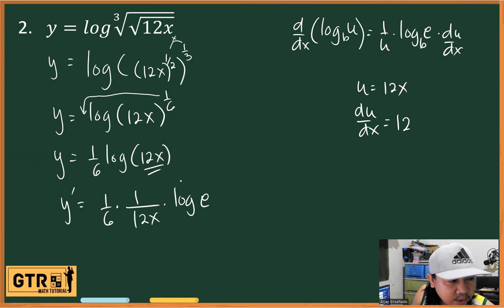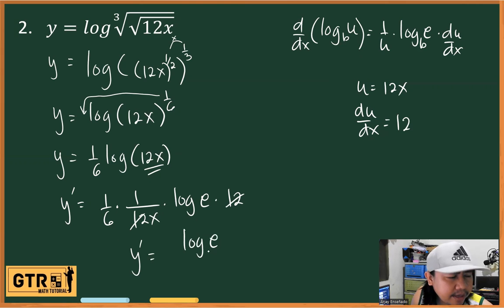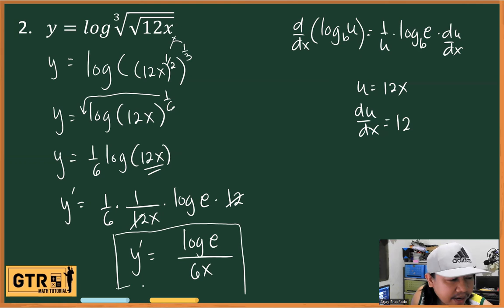The base is 10, so no need to write 10. Times the derivative of u with respect to x, which is 12. So just simplify. We can cancel 12 and 12. Therefore, the final answer: y prime is equal to logarithm of e, base 10, all over 6x. Okay, so this is the final answer. That was just a warm up.